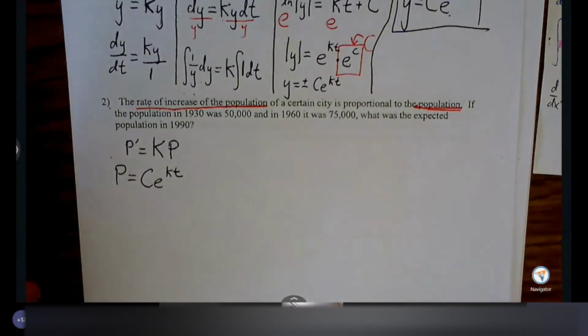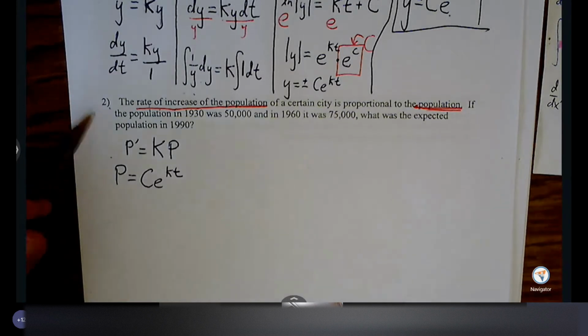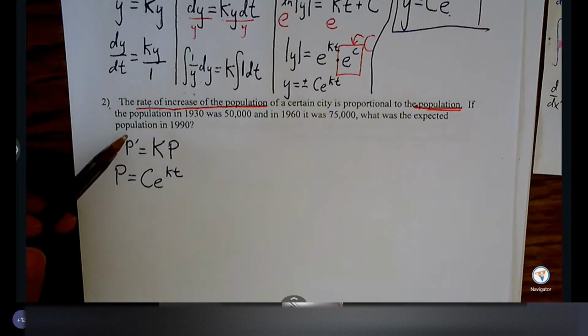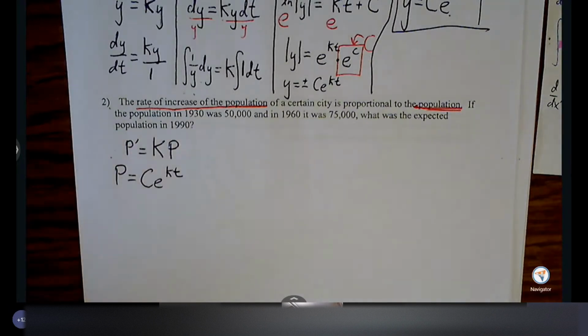So ultimately, our goal is, we have all this information, and we're going to be creating a specific model and then using that model to predict a value in the future. So let's read the problem here. If the population in 1930 was 50,000, in 1960 was 75,000, what's the expected population in 1990? So it's a lot of information here. What I like to do is I'm going to create ordered pairs.